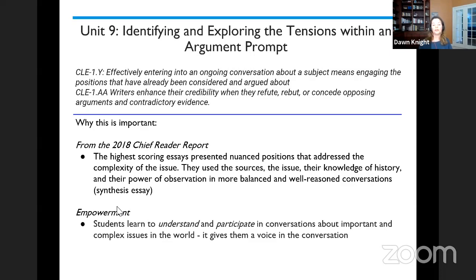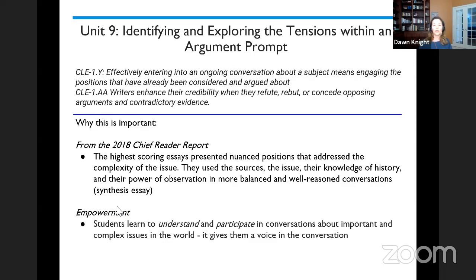I'll also continue to pull from the student sample Q&As and chief reader reports to show you how this applies to the scoring of the essays. So today, why this is important, the 2018 chief reader report says the highest scoring essays presented nuanced positions that addressed the complexity of the issue. They used the sources, the issue, their knowledge of history, and their power of observation in more balanced and well-reasoned conversations. So in other words, they looked at the multiple perspectives that we've been talking about. And then it goes beyond that as well. And I'll continue to talk about this as we go through these argument lessons.